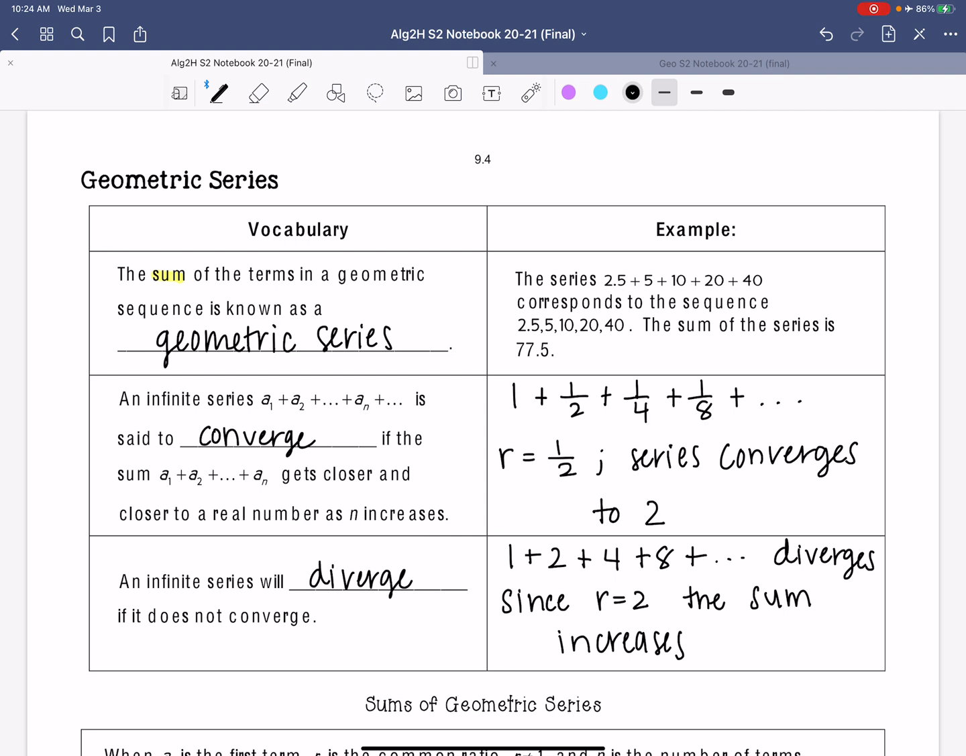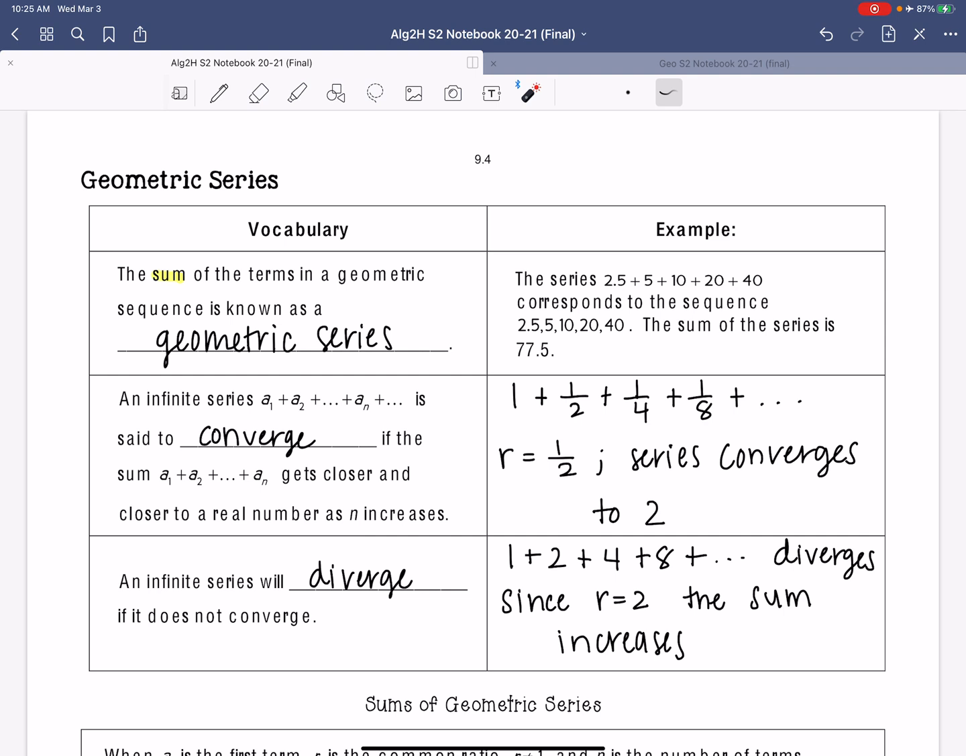So the main thing you guys need to know here is if r is between 0 and 1, it's going to converge. It's going to get closer and closer to a number. If r is greater than 1, so like in this case, r is 2, this guy is going to diverge because it's just never going to approach anything. It's just going to get larger and larger forever and ever. And of course, this is when I'm talking about an infinite series, one that goes on forever.